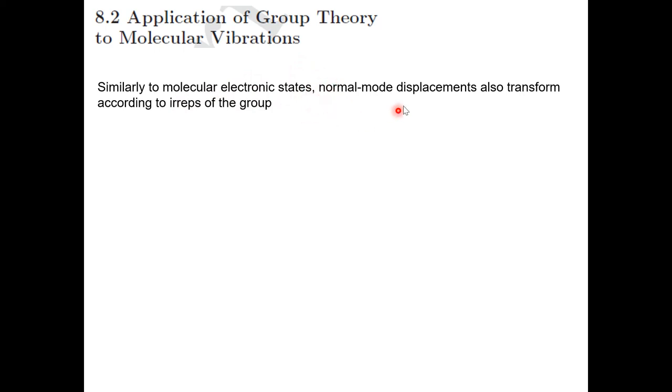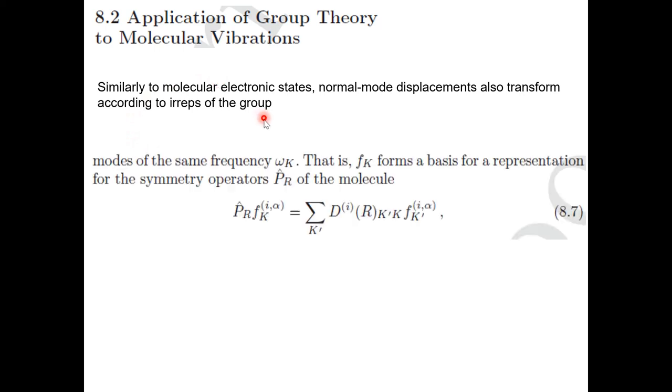In this case now, the normal mode displacements are going to transform according to the different irreducible representations of the group. So if you think about it, you take a certain pattern of normal mode displacement, and you try to figure out how it's going to transform when you apply different symmetry operations of the group.